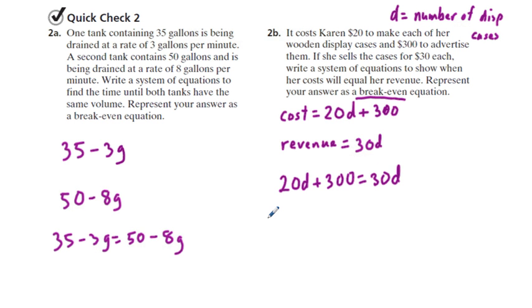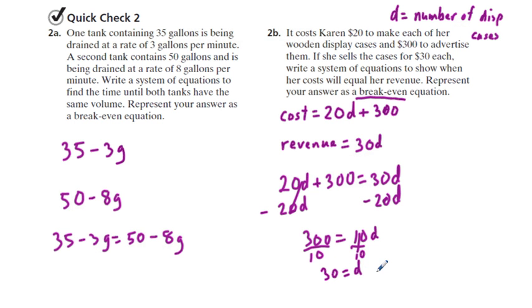And you can solve this quite easily if you subtract 20D from each side. You have 300 is equal to 30D minus 20D, which is 10D. And then if you divide by 10, we have 30 is equal to D. So she's going to have to sell 30 display cases to break even on the deal. If she sells fewer than 30 cases, she's losing money. If she sells more than 30 cases, she makes money on the deal.